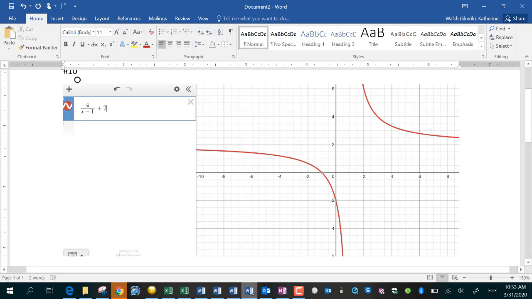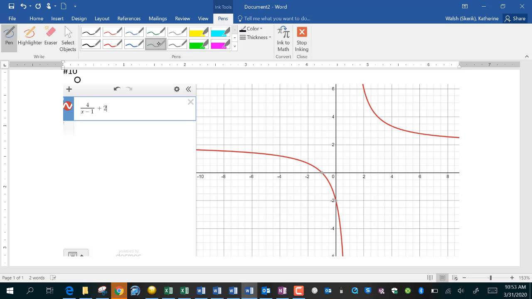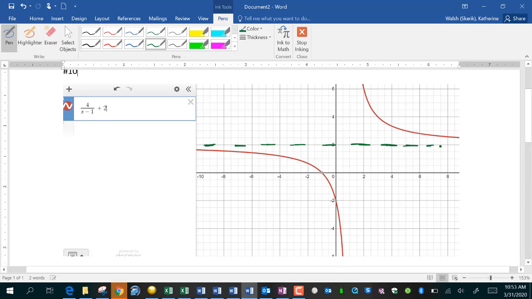So here's my graph, 4 divided by x minus 1 plus 2. And I'm going to actually draw in those asymptotes so that we can see them a little bit better. So if you look for our horizontal asymptote, there's a break in our graph right here. So that's where I'm going to put my dotted line. And especially on the left and right hand side, you can see kind of how my function is getting really, really close to that line, but will not actually touch. And that line appears at 2. So this would be y equals 2 is my horizontal asymptote.